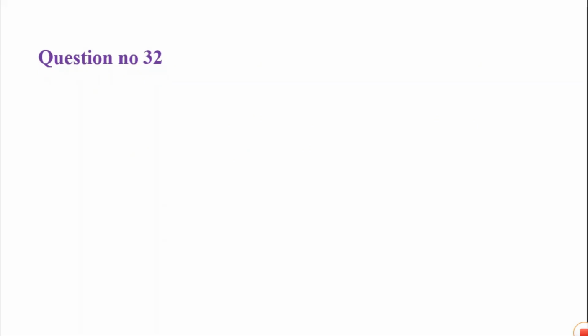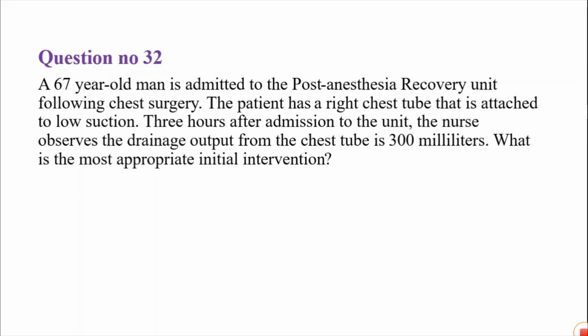Question number 32. A 67-year-old man is admitted to the post-anesthesia recovery unit following chest surgery. The patient has a right chest tube that is attached to low suction. 3 hours after admission to the unit, the nurse observes the drainage output from the chest tube is 300 milliliters. What is the most appropriate initial intervention?